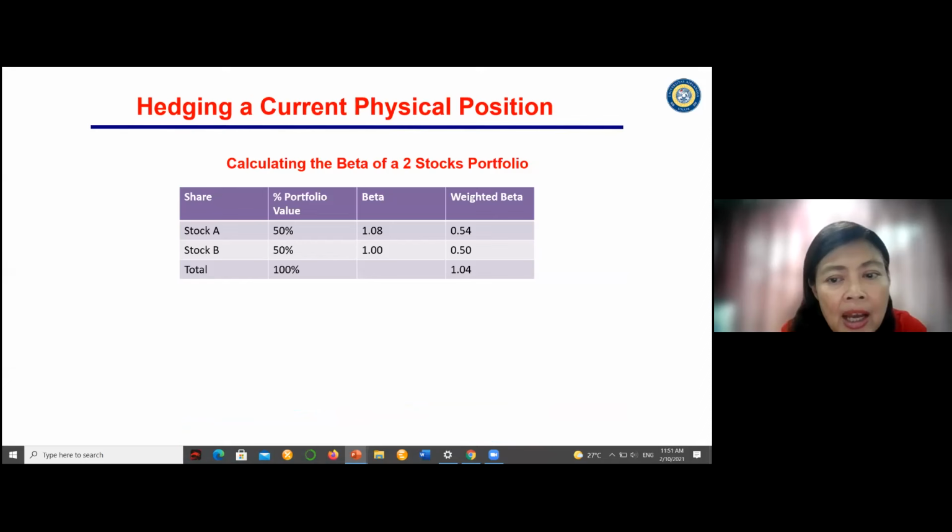This is my Malaysian stock example, or just a normal stock example. If you have stock A and 50% of the portfolio is in stock A, then you just times it by the beta of stock A, which is 1.08. So just times it with my weighted beta of 0.54. Similarly, I do the same for stock B. Then I can calculate my weighted beta: the beta of the portfolio is equal to WA beta A plus WB beta B. So my beta of the portfolio is 1.04.